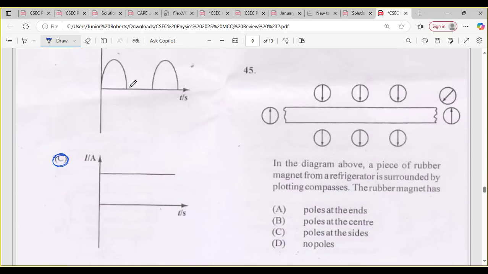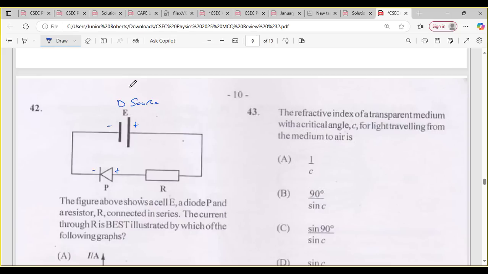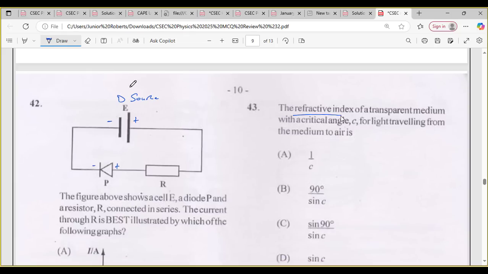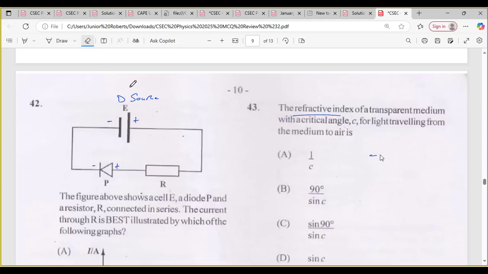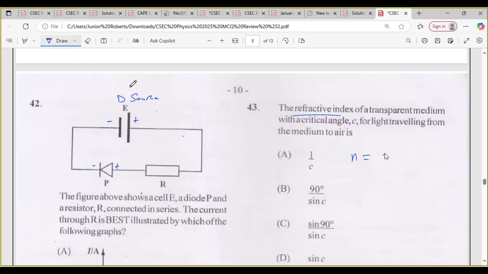So 43 now says that the refractive index of a transparent medium with a critical angle C for light traveling from the medium to air is, so the refractive index N is equal to, well, first of all, I guess probably we need to erase that. So refractive index N is equal to sine I over sine R. Now, in this case, we're told that the critical angle is C. So the critical angle is that angle of incidence that will cause an angle of refraction of 90 degrees.